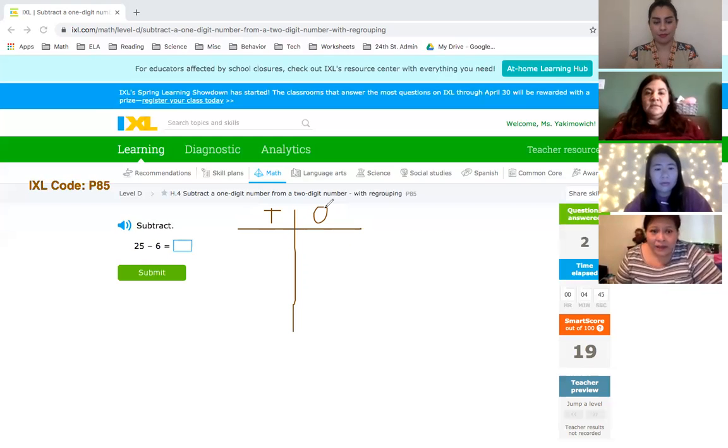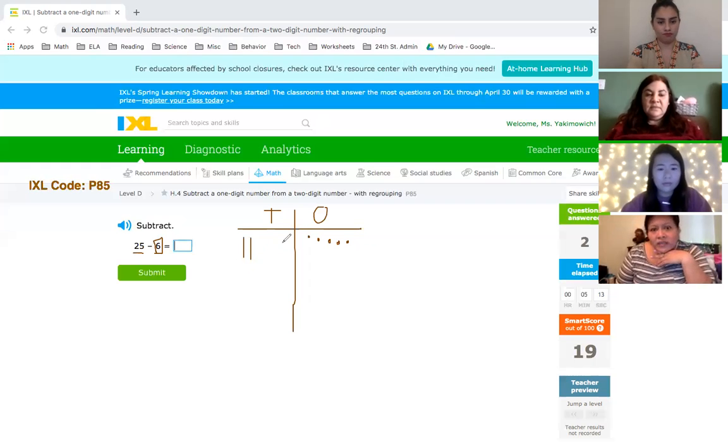Then we identify the minuend. What is the minuend in this math sentence? Well, that's 25. So then we have to think, decompose that by tens and ones. 2 rods of 10 make 20, and then 5 units make our 5 ones. Then our next task is looking at our subtrahend. Our subtrahend is asking us to take away 6 units.